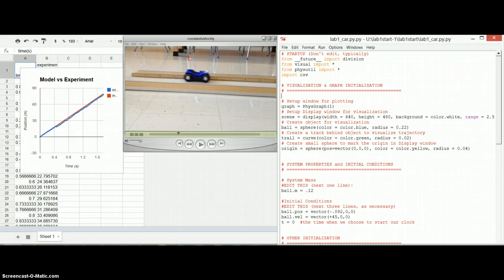I believe that my results again illustrate Newton's second law and are an excellent example of an object showing a constant velocity.